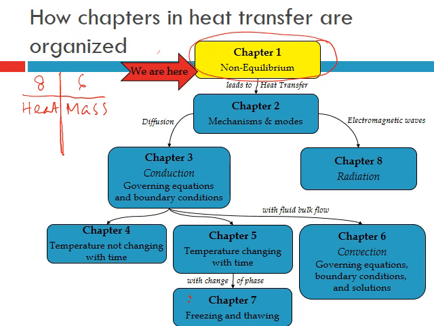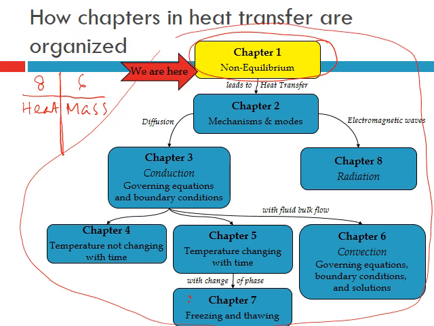So the map that you are seeing here is only for heat transfer, and we're going to have a similar one for mass transfer with one or two important changes, but mostly it'll mirror. So we have 8 chapters on heat transfer: 1, 2, 3, 4, 5, 6, 7, 8. It is nice to see how the chapters relate to each other. It always helps.